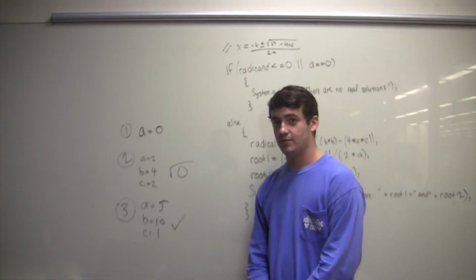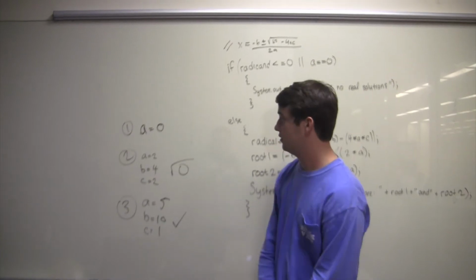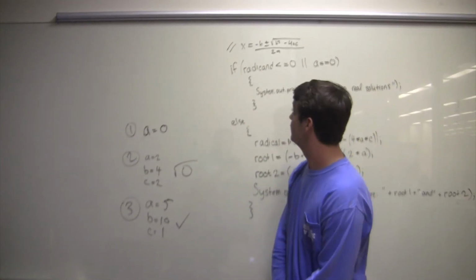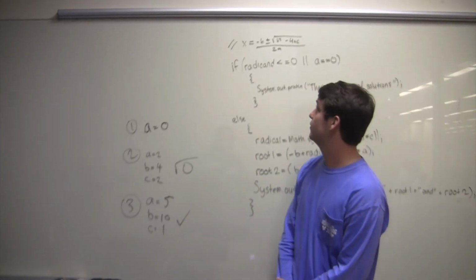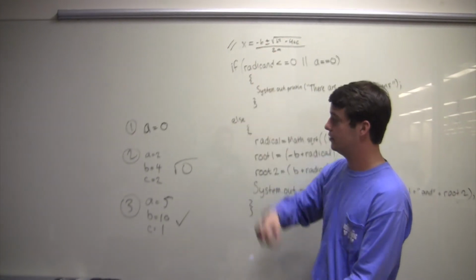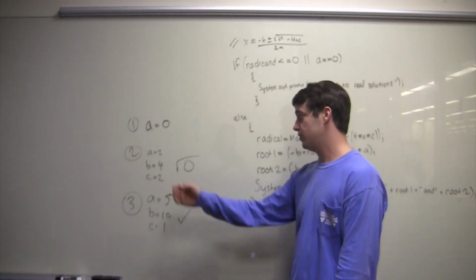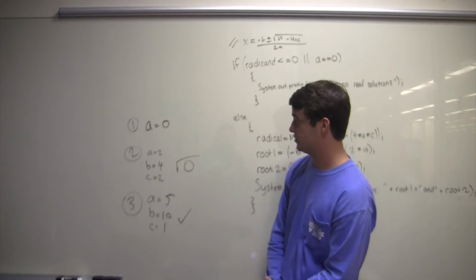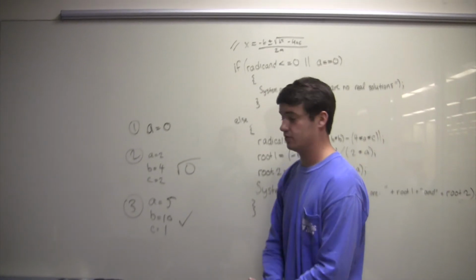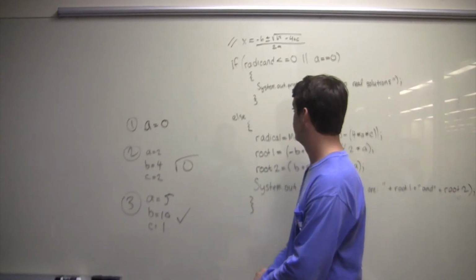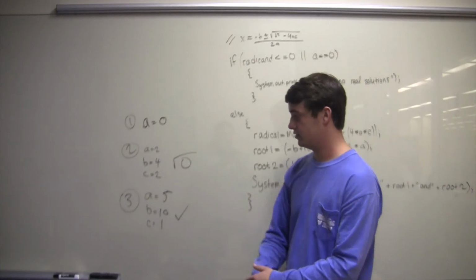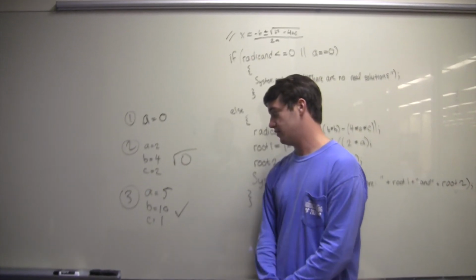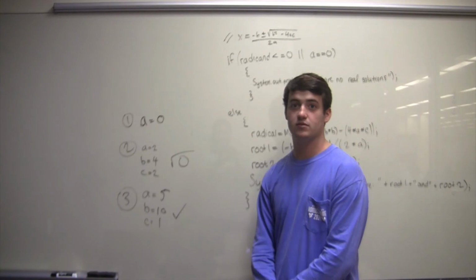Now we're going to show you three examples of us running the program. With a equals 0, that's going to cause the solution to be undefined because you'll be dividing by 0. This one, it's going to cause the radicand to equal 0, which is going to cause the solution to again be there are no real solutions. And the last one, there will actually be a legitimate solution.